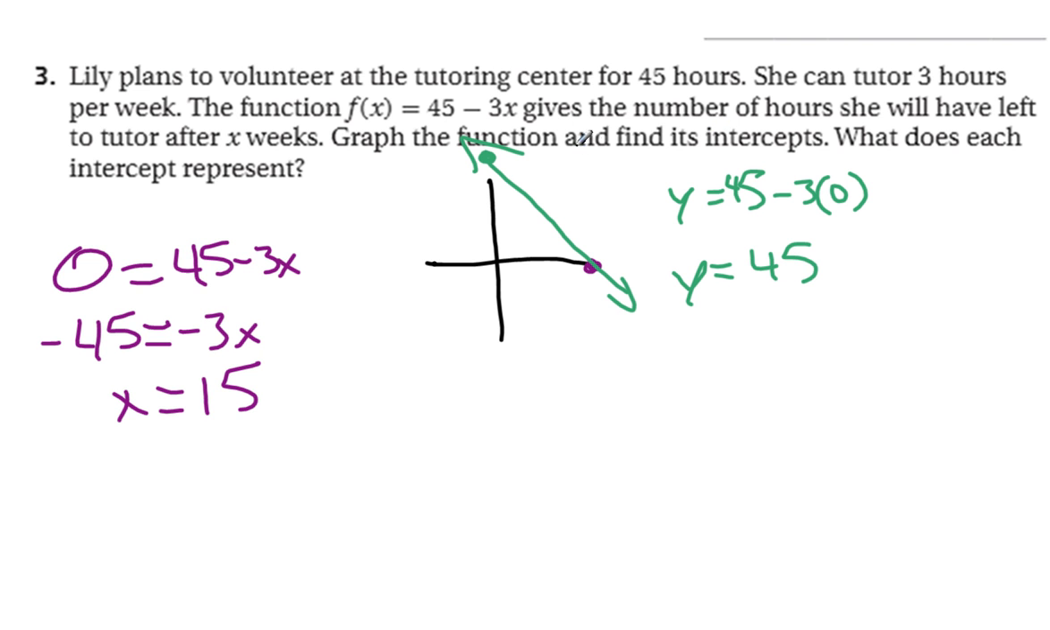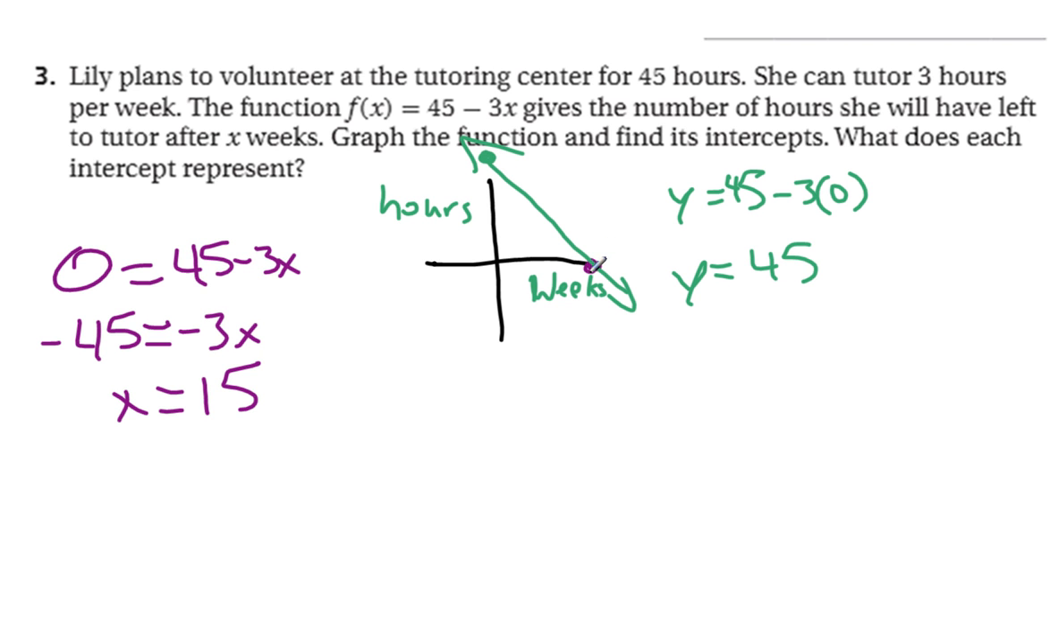What does each intercept represent? So when x is 0, we're talking about time here. This is time. No, that's not right. Sorry. This is weeks. And y represents hours. Okay. So this y-intercept represents the number of hours that she started with. So after 0 weeks, she had to work 45 hours.